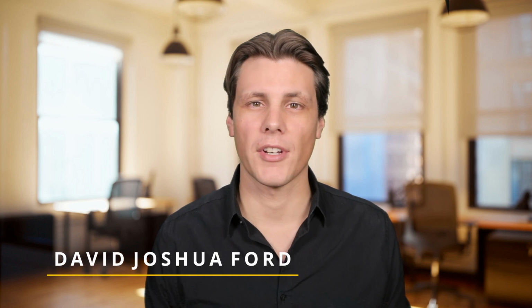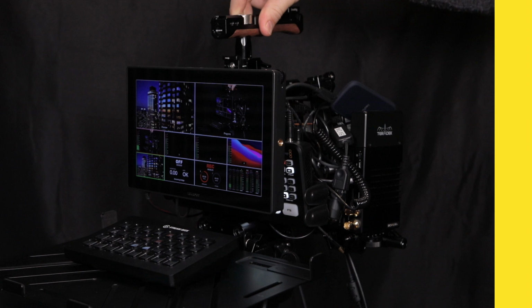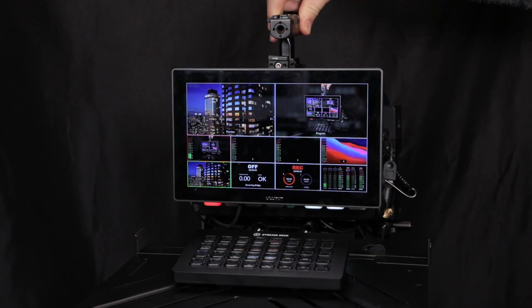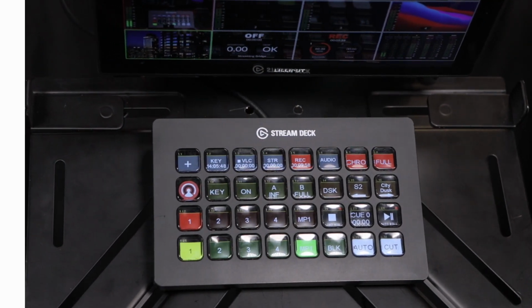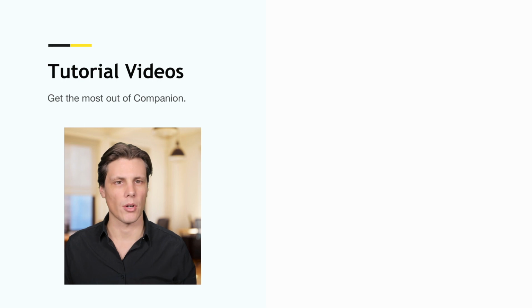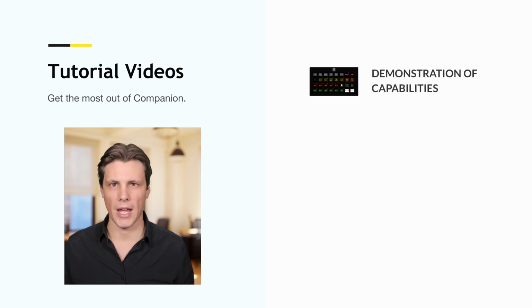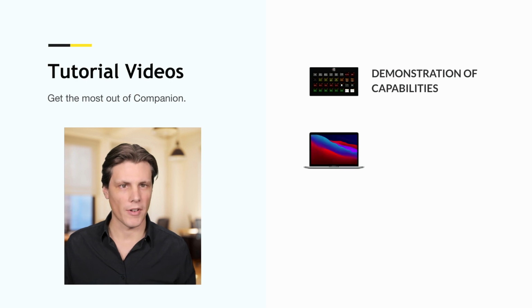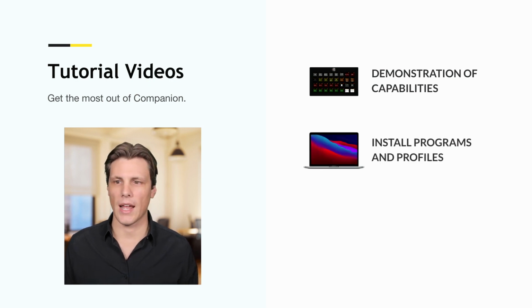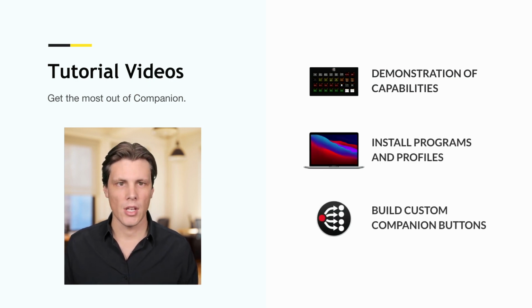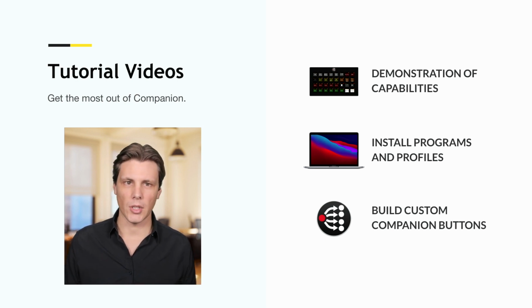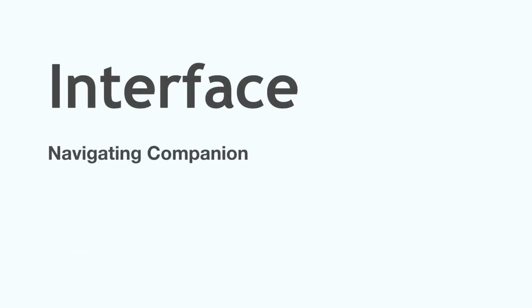Welcome back. In this video, I'm going to show you how to build custom buttons within Companion to control your ATEM Mini Pro or ISO. This video is part of a series, so if you haven't seen the other two, make sure you go check them out as well. The first one is a demonstration of how this whole panel works, how to install the profiles, and in this video, we're going to take a look at how to build custom Companion buttons so that you can make your own workflow and take what I've got in this layout and build it into your own production. First up, let's look at the interface and how to navigate Companion.